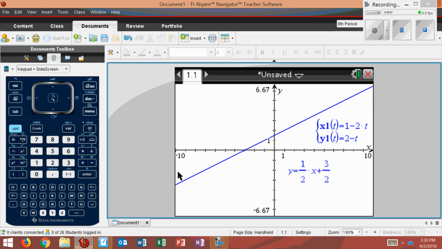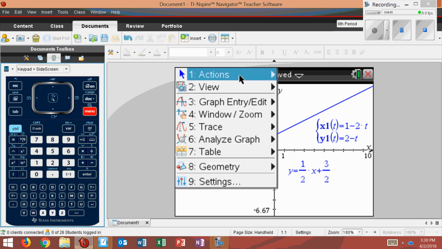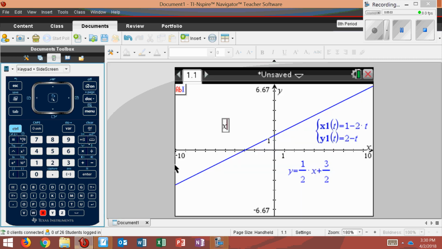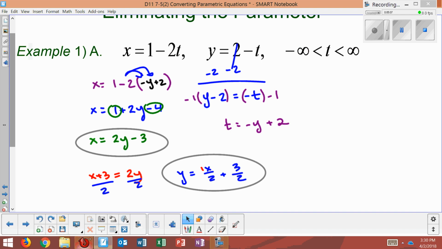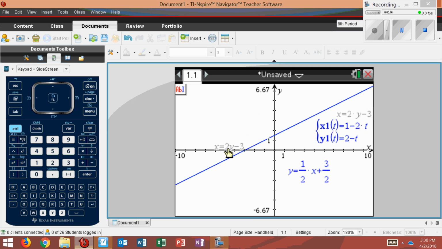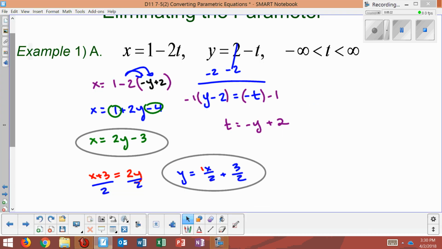Finally, one other way we could have done it is you could have gone menu, actions, text. And from here, you could type in x equals, and our equation was 2y minus 3. When I hit enter, nothing happens right away until you drag it to the x-axis. Once you do, there's the graph. Again, it's the exact same line. So we did do it correctly. All three of those match.